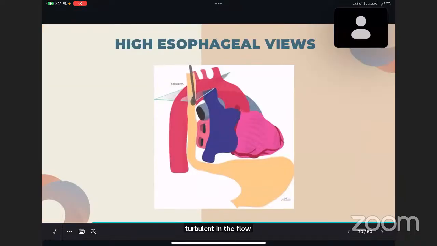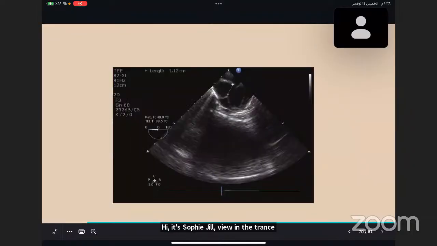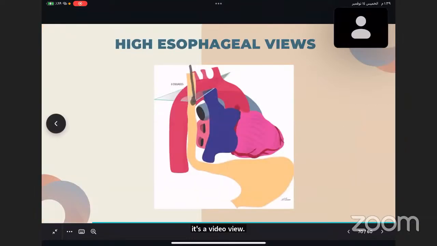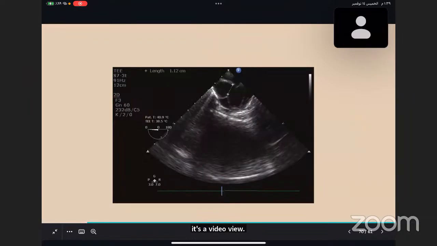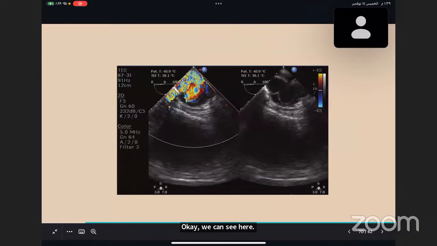High esophageal view in the transesophageal views. Okay, we can see here the aortopulmonary window. We can see blood flow inside the heart with the Doppler.